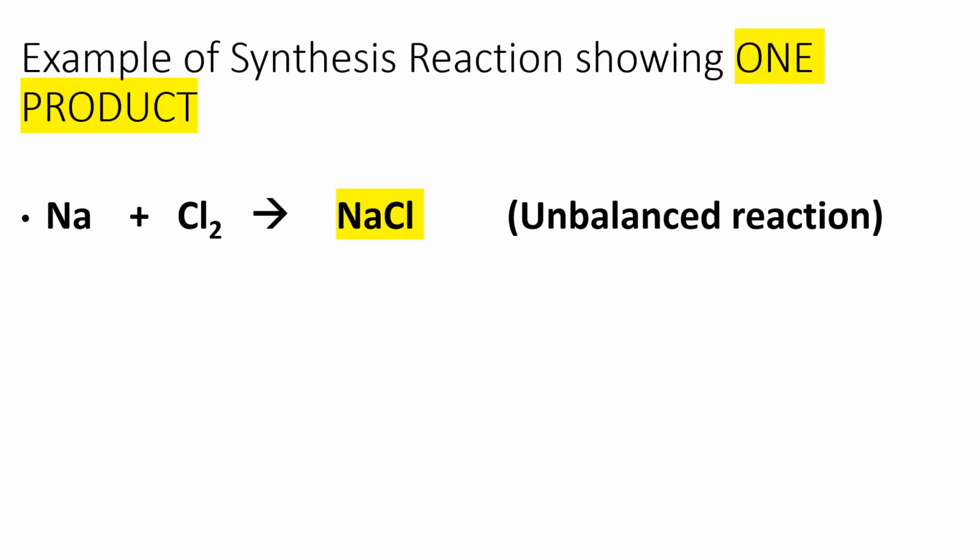So an example of a synthesis reaction showing one product is the reaction between sodium and chlorine gas, forming one product, sodium chloride. Notice that this is an unbalanced reaction because we will discuss balancing chemical reactions in our next video.